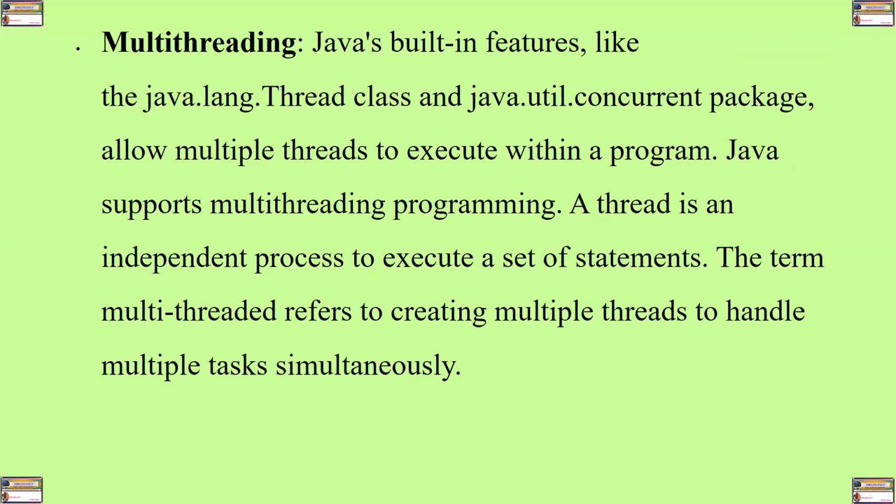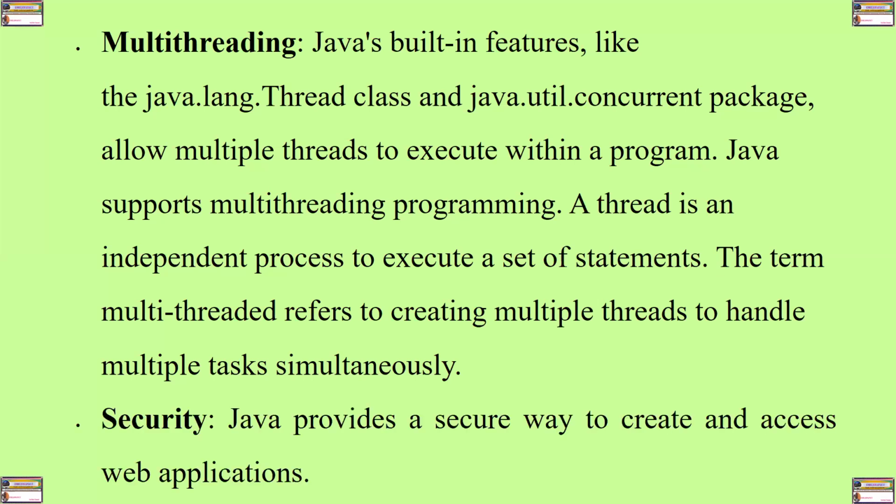Java also allows multi-threading. Java's built-in features, like the java.lang.Thread class and java.util.concurrent package, allow multiple threads to execute within a program. Java supports multi-threading programming. A thread is an independent process to execute a set of statements. The term multi-threaded refers to creating multiple threads to handle multiple tasks simultaneously.